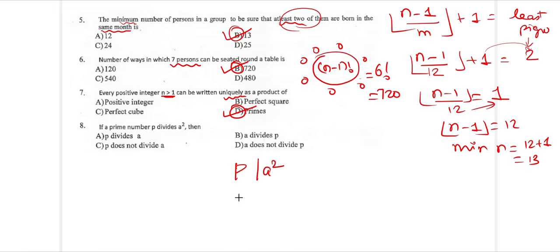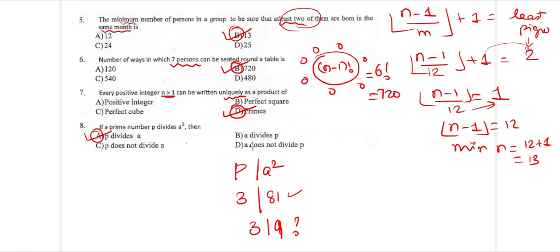Suppose a prime called 3 divides a square, let me say 81. 8 plus 1 is 9, 3 divides 81, it's perfect. Does 3 divide a? What is a? A is going to be 9. Is it true? Yes. The answer is p divides a.